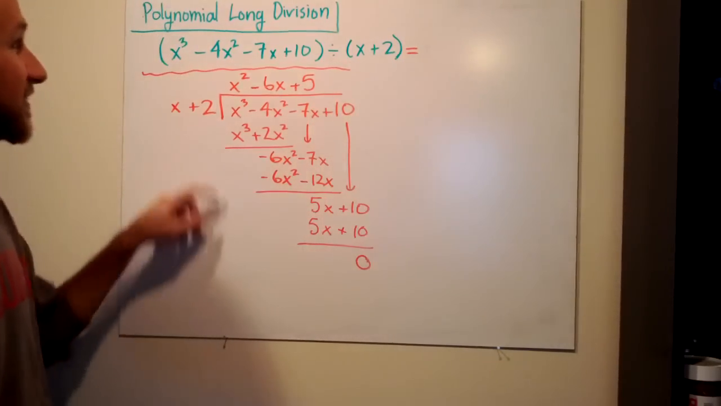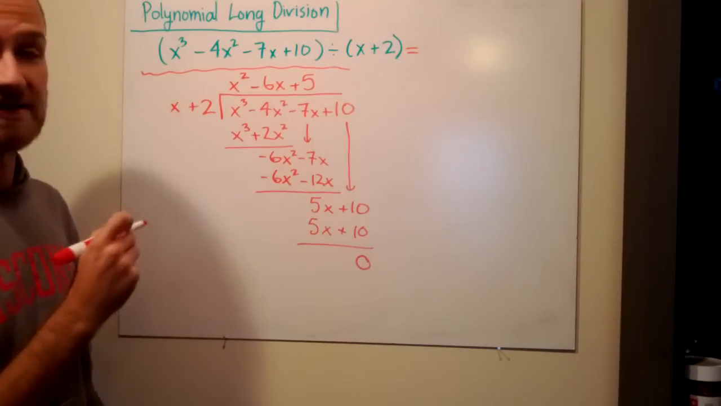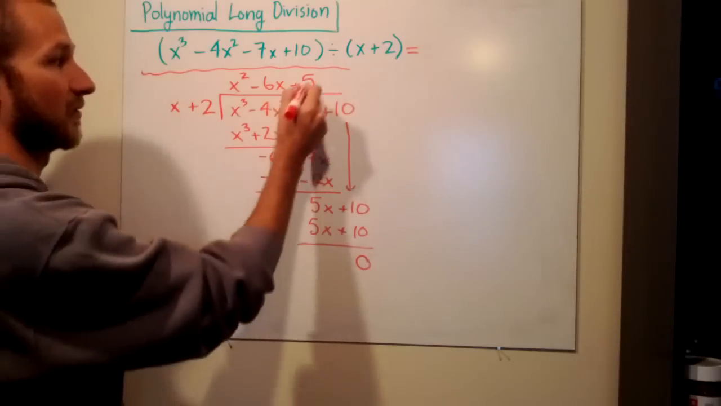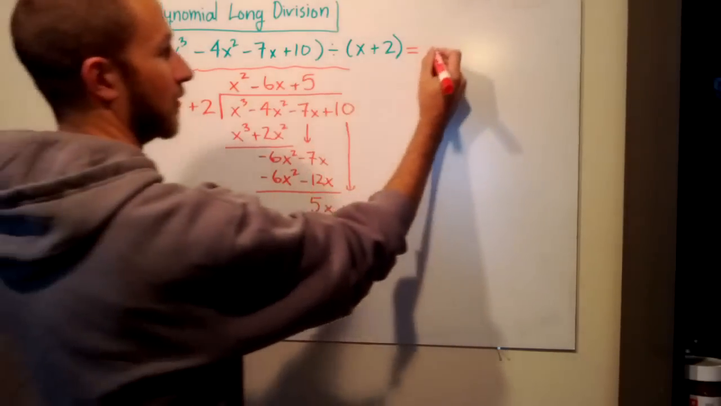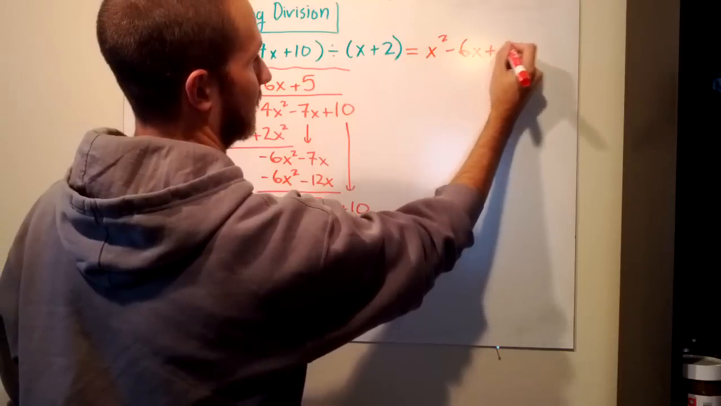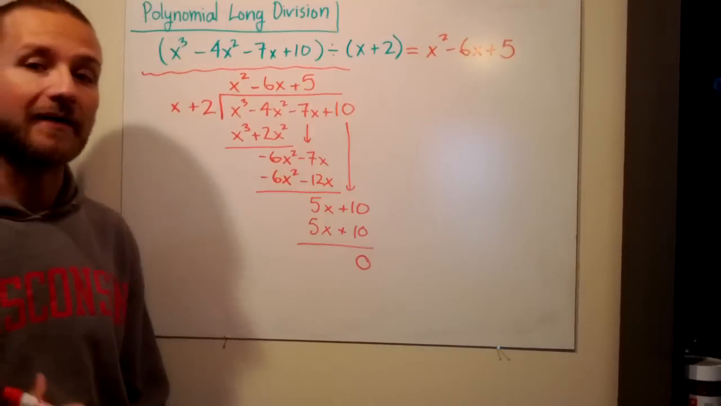So the answer to this one then, here's our work. What this work tells me is that if I take x cubed minus 4x squared minus 7x plus 10 and I divide it by x plus 2, what I get is the result right here: x squared minus 6x plus 5. Okay? So this is what we call polynomial long division.